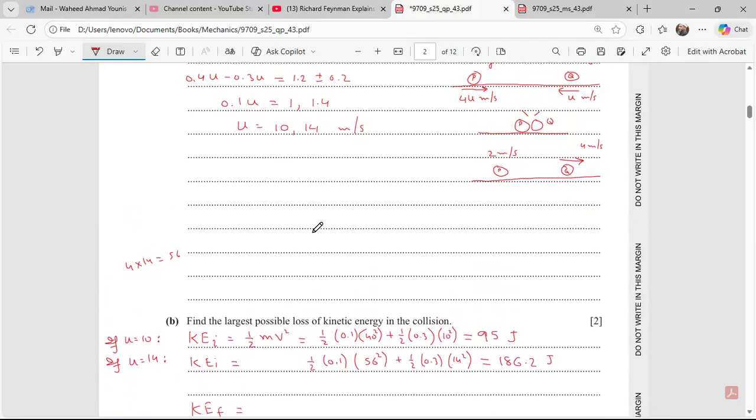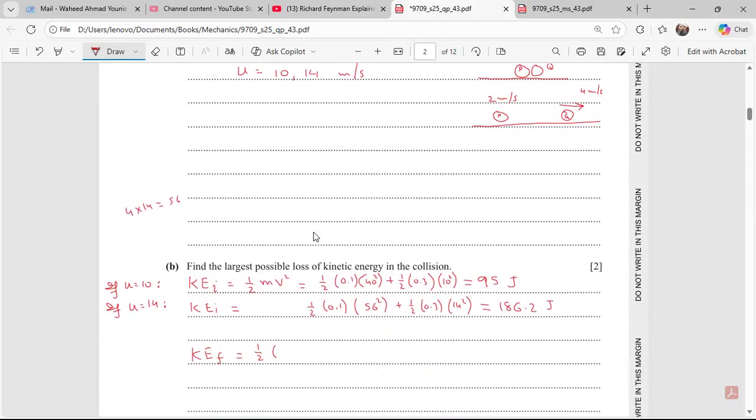It is going to be half, and mass is 0.1, and speed is 2. So this is half times 0.1 times 2 squared, plus half, and mass is 0.3, and speed is 4, 4 squared, right? So this comes out to be 2.6.